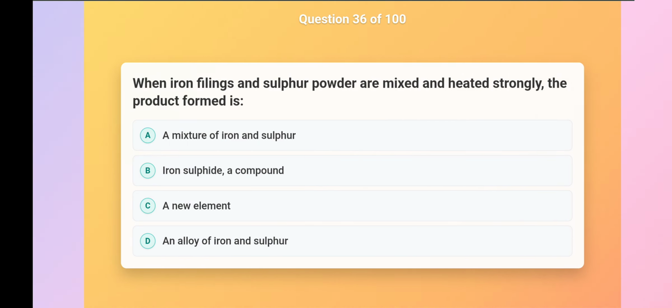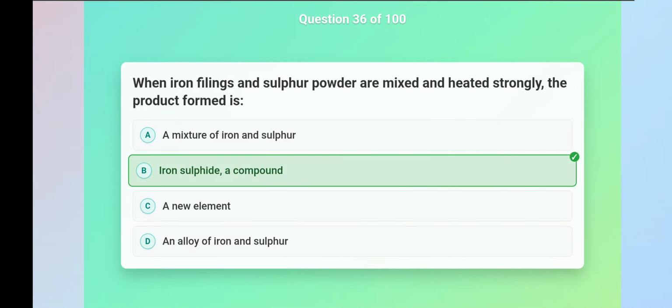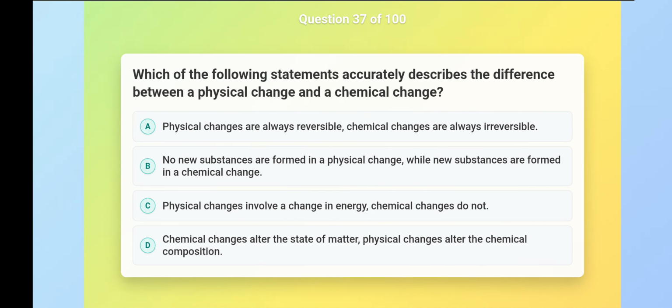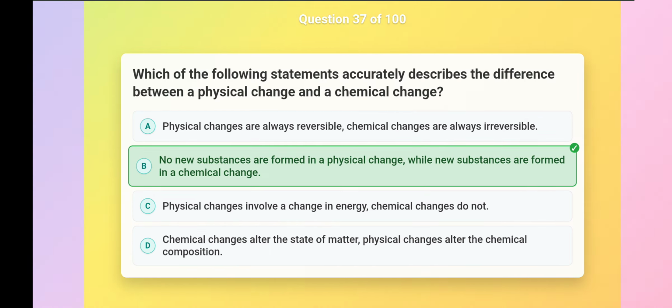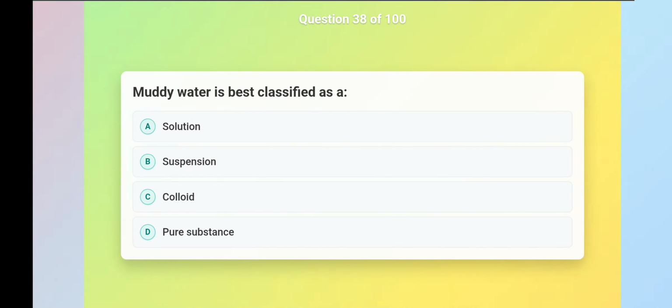When iron filings and sulfur powder are mixed and heated strongly, the product formed is iron sulfide, a compound. Which of the following statements accurately describes the difference between a physical change and a chemical change? No new substances are formed in a physical change, while new substances are formed in a chemical change. Muddy water is best classified as a suspension.